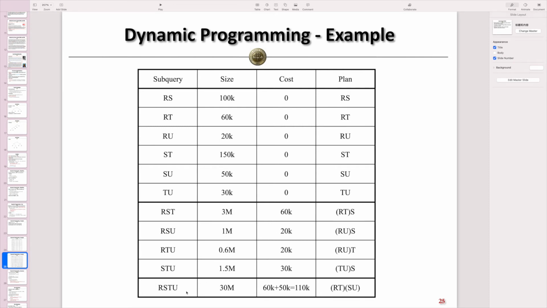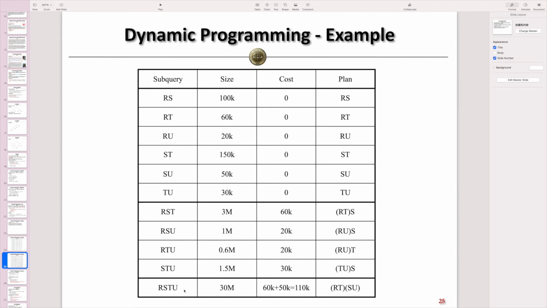Then we can go to the final result for joins among four relations. The size will be very easy to calculate, because the size will be equal to 0.01 times R size, 2K, S size, 5K, T size, 3K, and U size, 1K. The final result for the size will be about 30M.